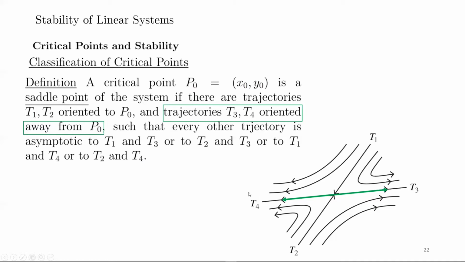But the real key point is that for a critical point which is called a saddle point, some trajectories move towards the critical point, some move away. And in fact, two and two: two move towards, two move away.